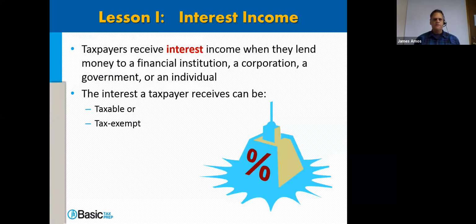All right, interest and dividends. So we're going to talk about interest income first. Taxpayers receive interest income when they lend money to an institution or a corporation or a government or an individual, and then they receive back extra money on top of the original amount they loaned. And that might be taxable or tax exempt, depending on the circumstances.